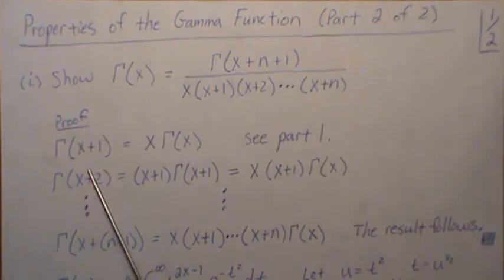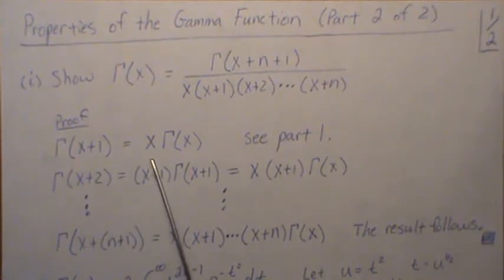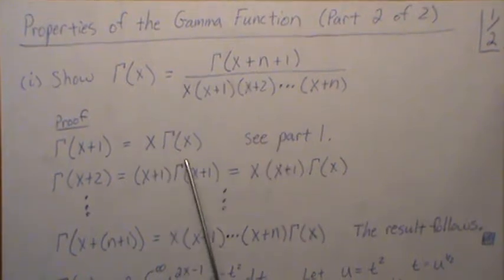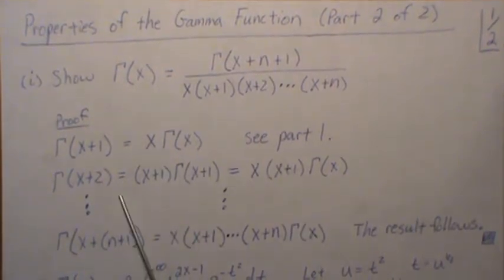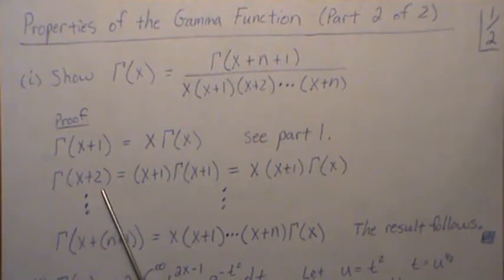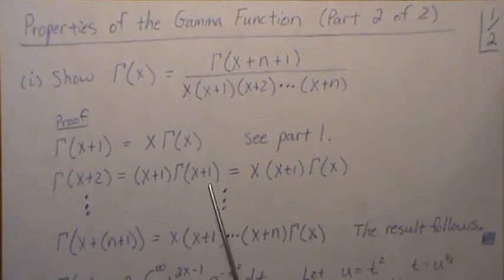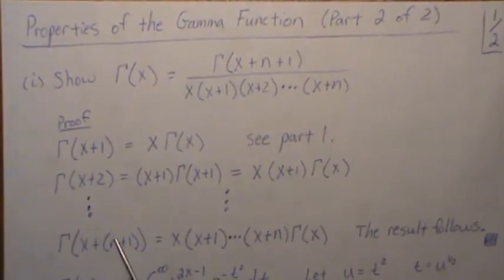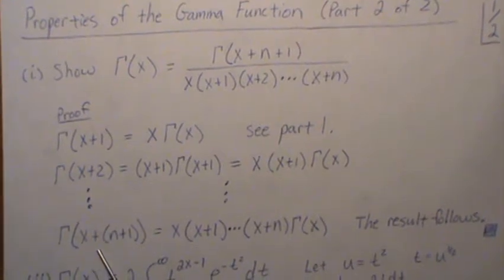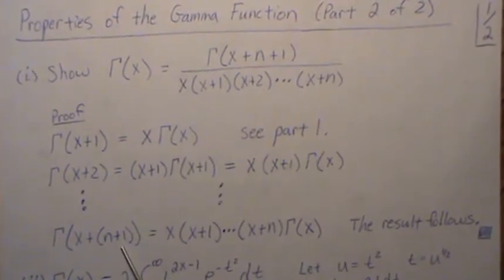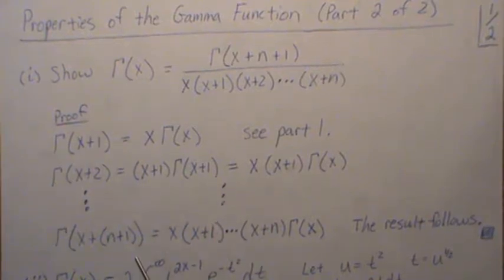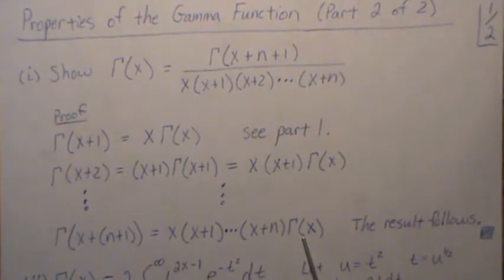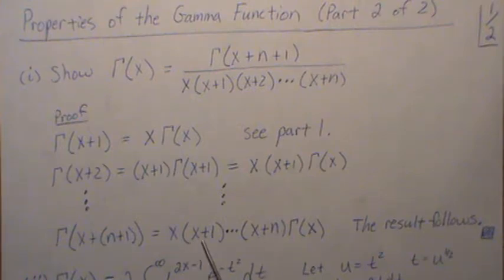And here's the proof. Now in part 1, we showed that gamma of x plus 1 is equal to x times gamma of x. So you subtract 1 each time. Then gamma of x plus 2 would be equal to this. But this piece is equal to that, so we can put it in. And then we just keep going. So gamma of x plus n plus 1, and then you keep doing this recursive pattern, and you get this. And then you divide by this product to the other side, and the result follows.